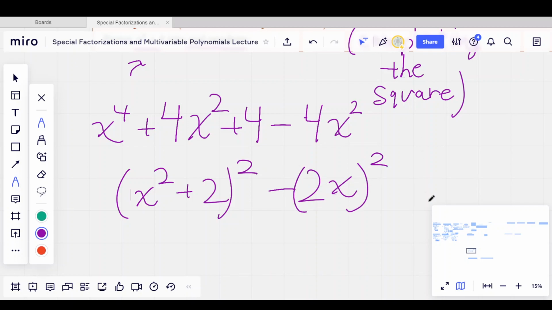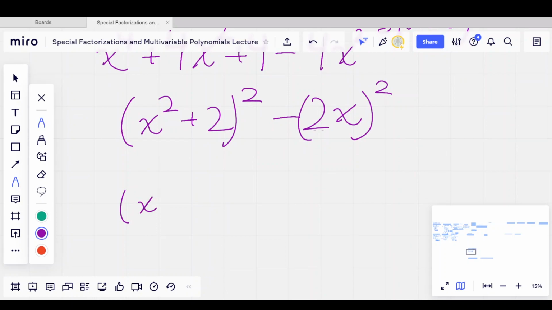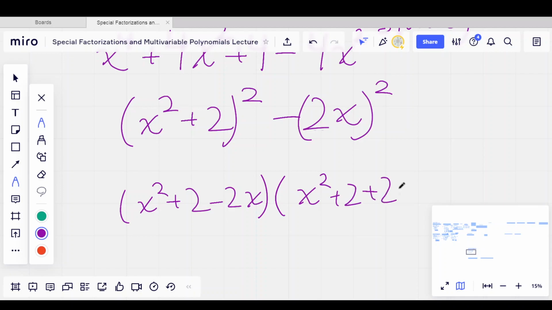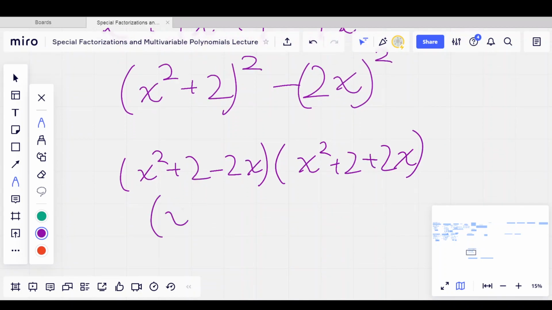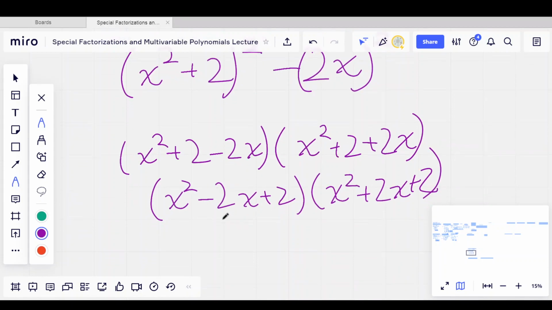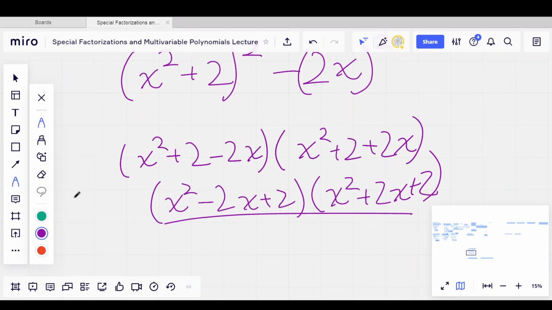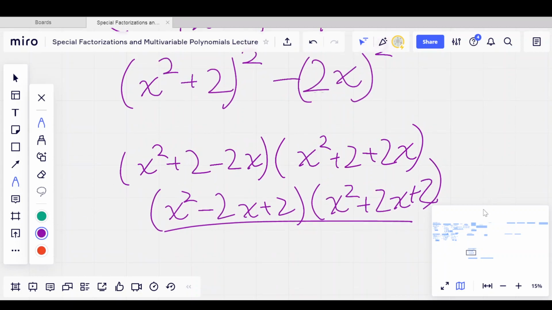Okay, so does everyone see what's going on? So now you just use difference of squares. You have 2 squares right over here. So x squared plus 2 minus 2x times x squared plus 2 plus 2x. And you can write this a little bit more neatly as x squared minus 2x plus 2 times x squared plus 2x plus 2. This is actually just a Sophie-Germain identity for x equals x and y equals 1. But we'll talk about that later.